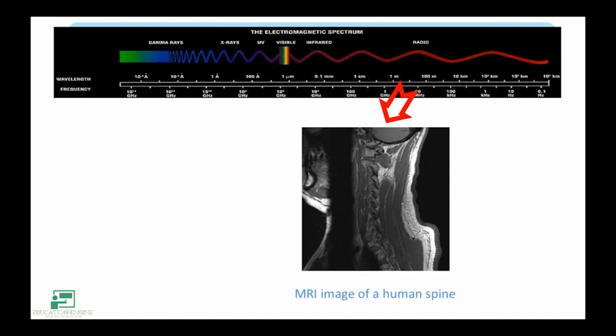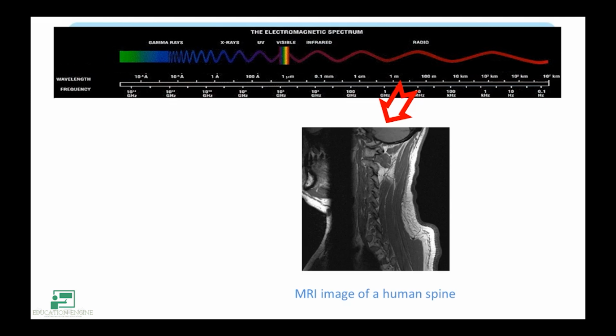We are imaging now in the radio band. As was the case when imaging at the other end of the spectrum, imaging with gamma rays, the major applications of imaging in the radio band are in medicine and astronomy. In medicine, radio waves are used in magnetic resonance imaging. You see here an MRI image of a human spine.